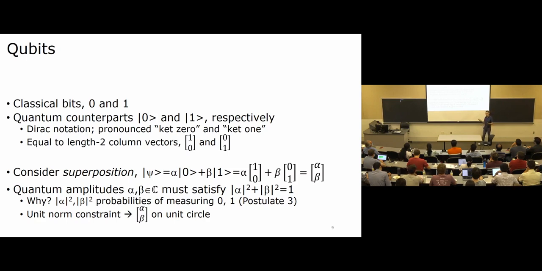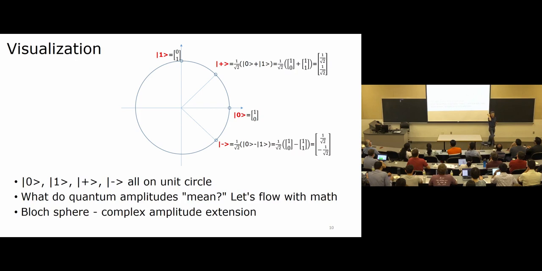So unit norm, the squared Euclidean norm is 1, which means that the alpha, beta vector is on the unit circle. Let's visualize that. We have the unit circle, and we have two axes. The horizontal axis is the coordinate along the ket 0, and the vertical axis is the coordinate along the ket 1. The place where this unit circle intersects the horizontal axis on the right side is ket 0, the vector 1, 0. And the 0, 1 vector is where the unit circle intersects the vertical axis.